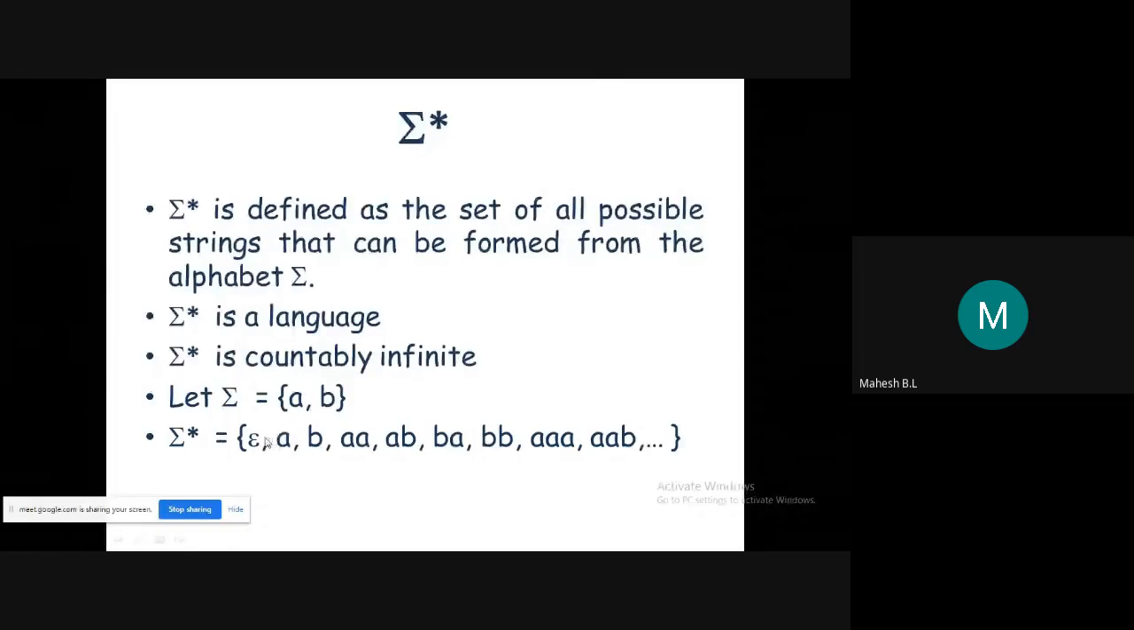So epsilon, the empty string, a, b, ab, ba, bb, and so on. We can go on writing the strings using the alphabet a, comma b. So all those strings belong to sigma star, which is a language, which is nothing but the set of all those strings which can be formed using the alphabet sigma. So that's sigma star. When I say sigma star, it includes all the strings which can be formed using the alphabet sigma.